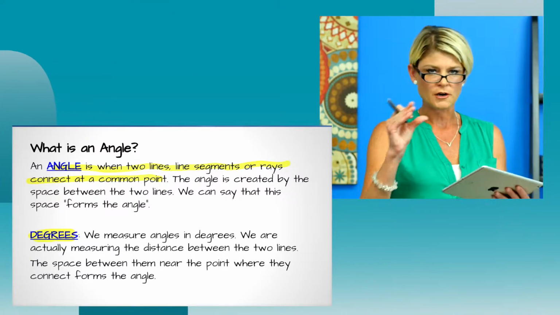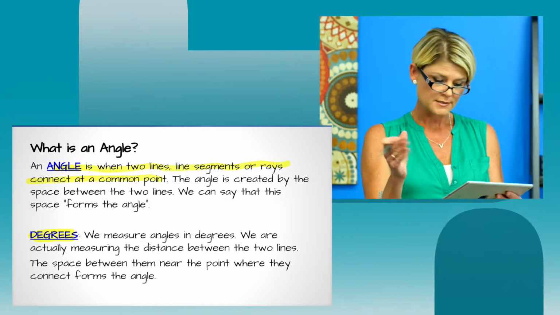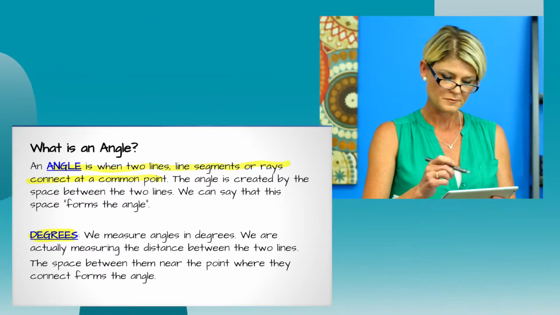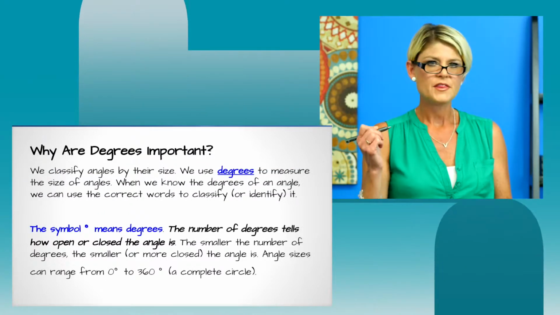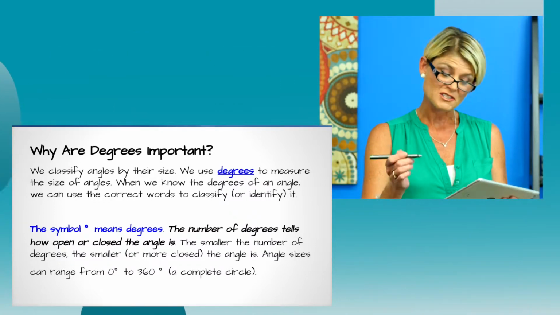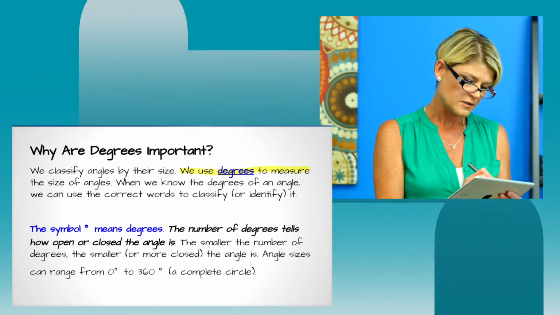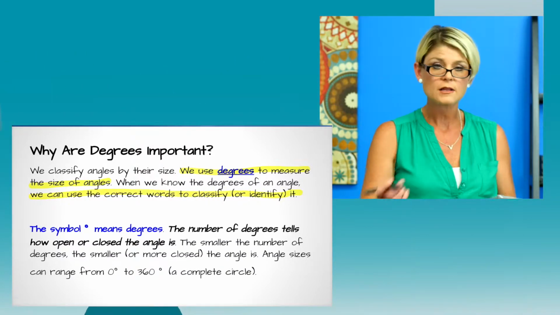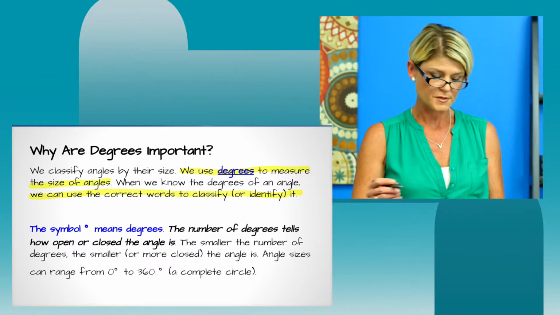Now, we measure our angles in degrees. We're actually measuring the distance between the two lines, and the space between them, near the point where they connect, that forms the angle. So why are degrees important? Well, that's how we classify angles. Let's take a look here. We classify angles by their size, and we use degrees to measure the size of angles. When we know the degrees of an angle, we can use the correct words to classify or identify it. And you'll see what this means as we get further and further through this lesson.